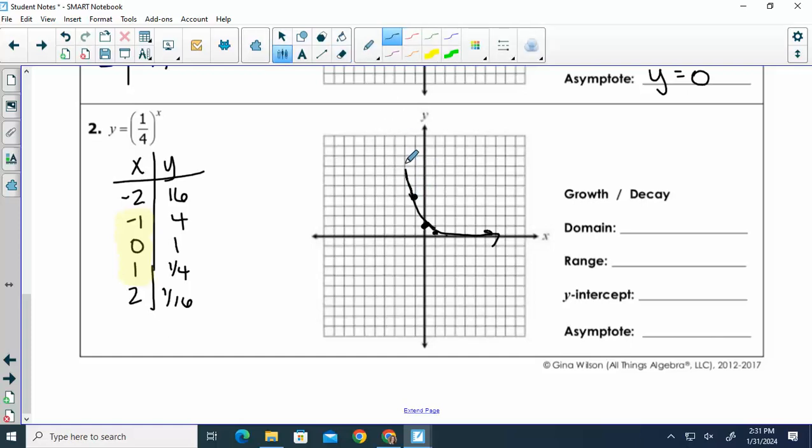Okay. So is this one growth or decay? Is it getting bigger or smaller? It's getting smaller. So this one is decay. And we can tell because 1/4 is smaller than 1. If your base is smaller than 1, it will be decay.